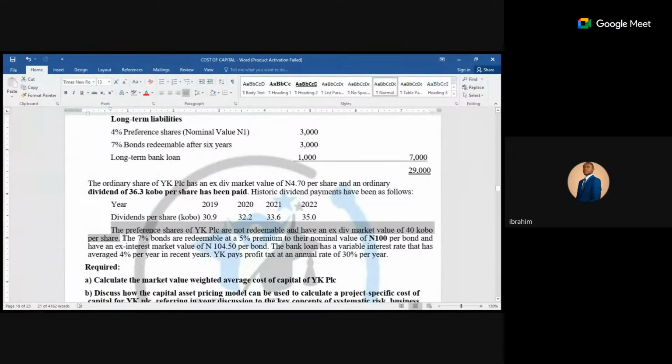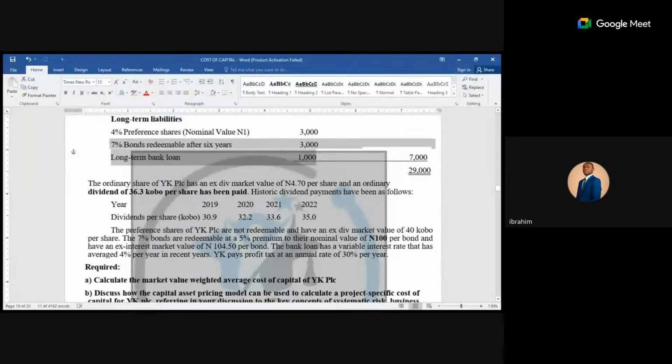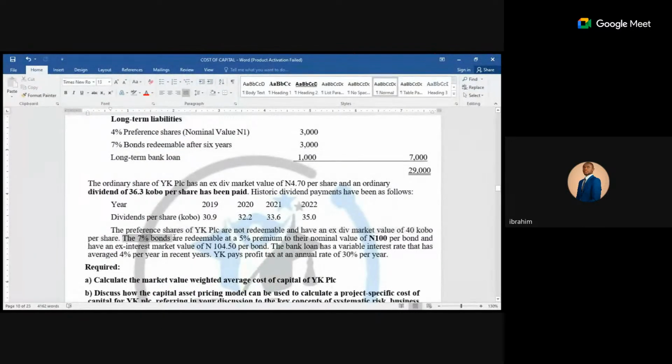Now, the next source of finance is what? This, which is the redeemable bond. They still give us another story: the 7% bonds are redeemable at a premium of 5% to their nominal value of 100 naira per bond. Now, the 7% you see here is the interest rate on the what? On the bond.